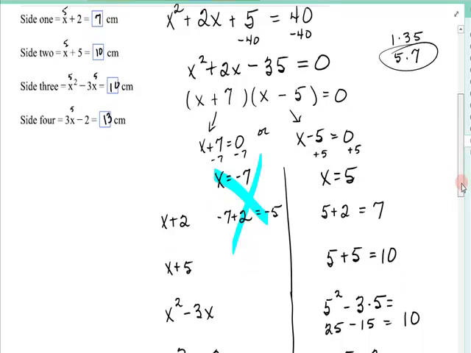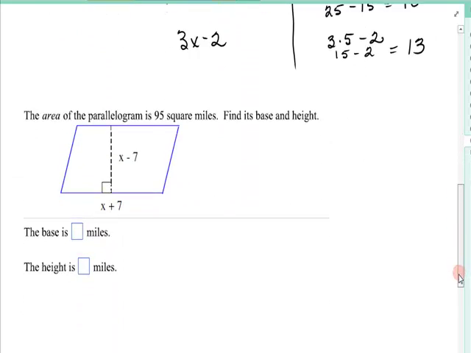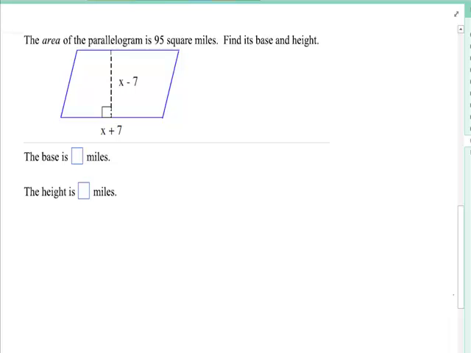Okay, let's look at another problem. That one was lots of fun. All right.